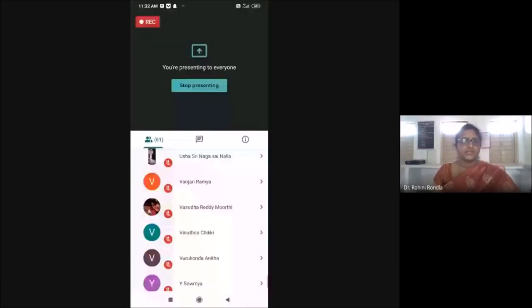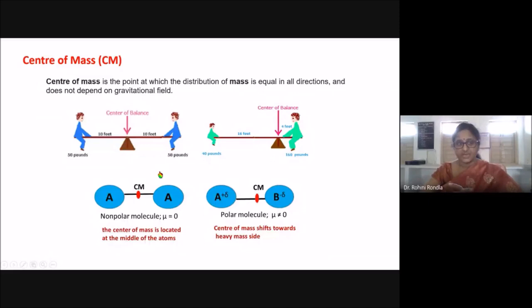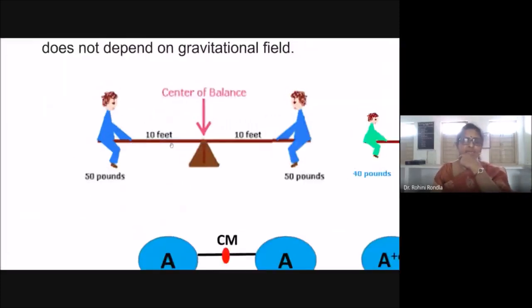Okay, next. What is center of gravity or center of mass? The point at which the distribution of masses is equal in all directions is called center of mass. You just see this figure here. This is the center of balance. See, the distance between the center of balance and this left side boy is 10 feet.